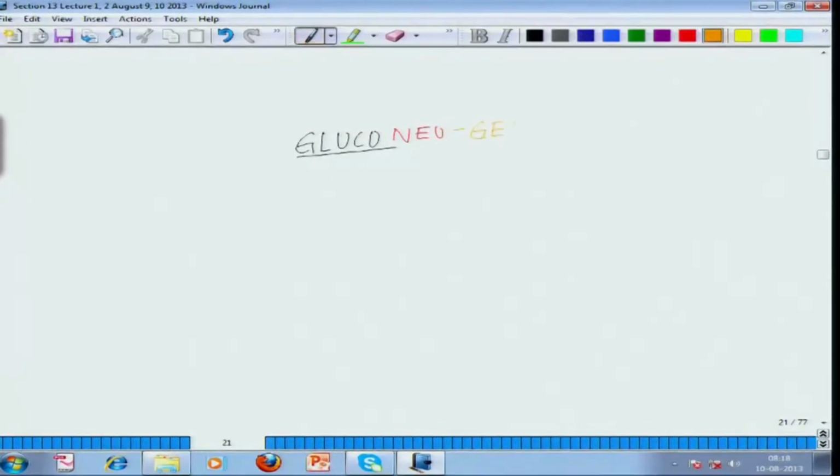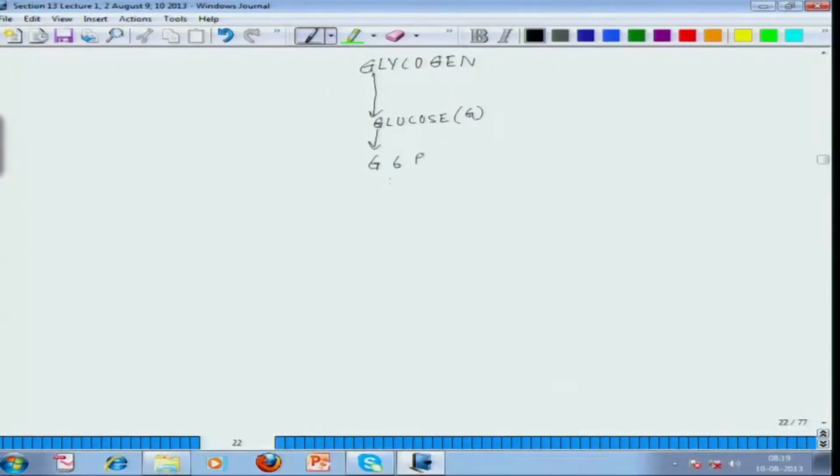Gluconeogenesis. So, this is essentially gluconeogenesis. Let us get back to the cycle, what is exactly happening. You have glycogen, which are big carbohydrate molecules. This glycogen is broken down through glycolysis into glucose. Representing glucose by G, then you have glucose 6 phosphate.